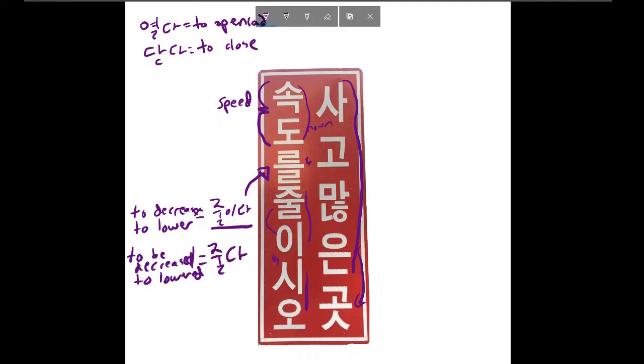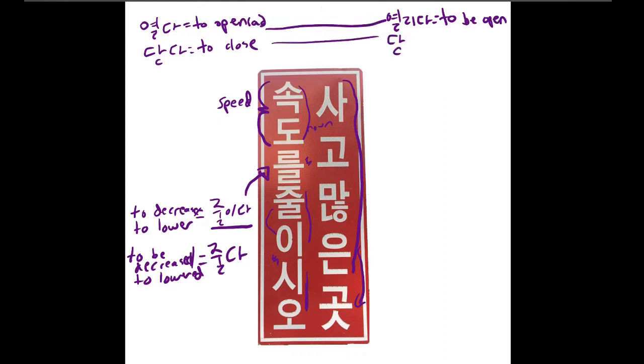Now, there's also passive forms of each of these verbs. I could also write, for example, the passive equivalent of 열다. The passive equivalent would be 열리다, and this would be to be opened, to be open. And 닫다 also has a passive form, and in this form, it's 닫히다. This is to be closed.